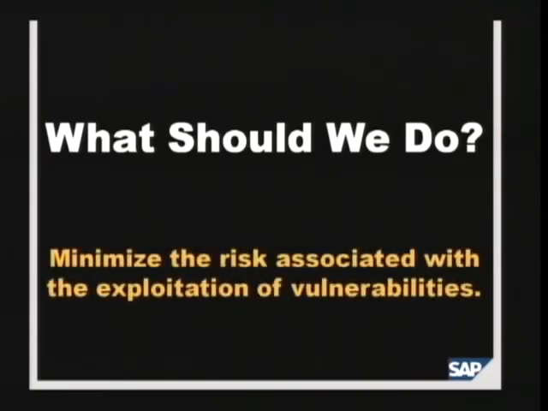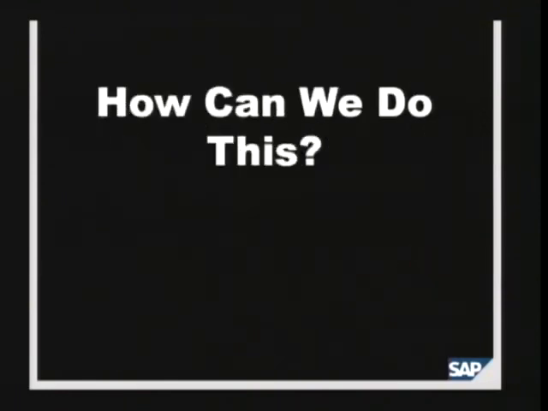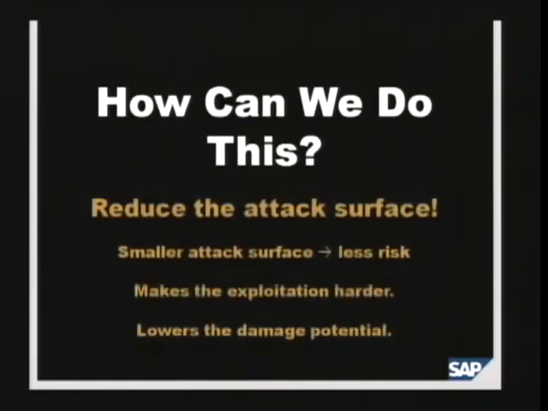We should try to minimize the risk associated with exploitation of vulnerabilities, in particular exploitation of future vulnerabilities. How do we do this? We should try to reduce the attack surface. Because if you have a smaller attack surface, you have less risk associated with future vulnerabilities, right? And we could make the exploitation harder, and we can also lower the damage potential.